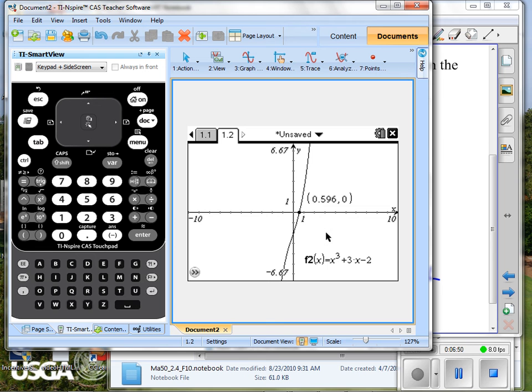Okay, so do you think that's the exact value? Come on, you know better than that, don't you? That's not going to be exact. That's a good close approximation, but it's not going to be exact.